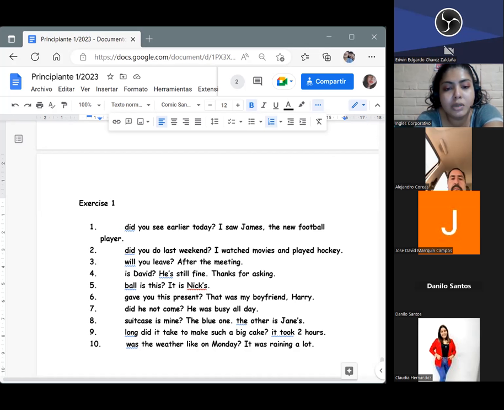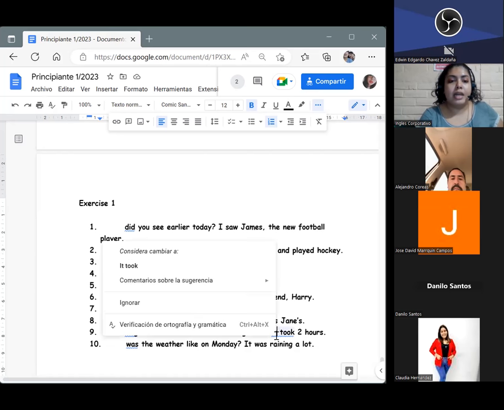Long did it take to make such a big cake? It took 2 hours. Tomó 2 horas. Was the weather like on Monday? It was raining a lot. Estuvo lloviendo mucho.